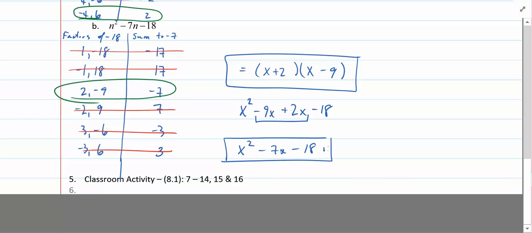This end result checks out, so we know that our original answer, x plus 2 times x minus 9, is a perfect solution to the factors of x squared minus 7x minus 18.